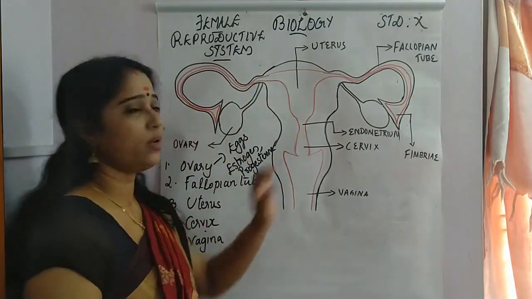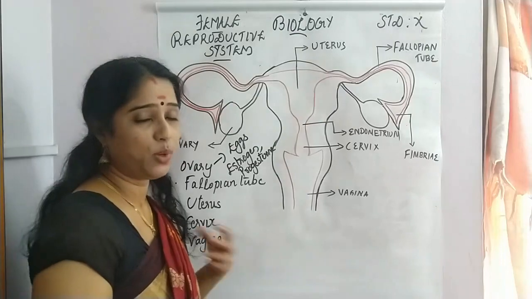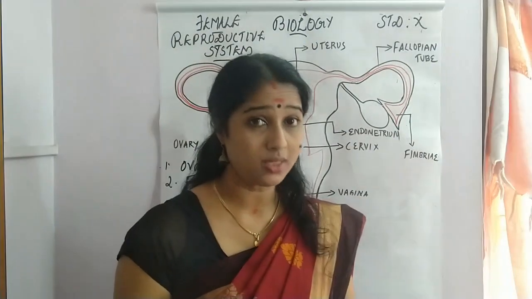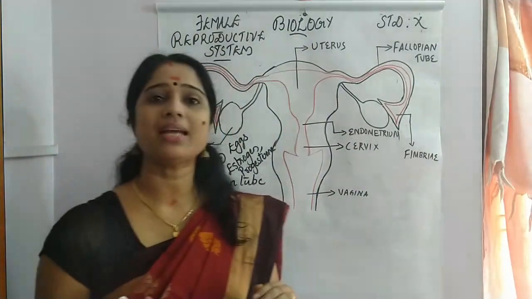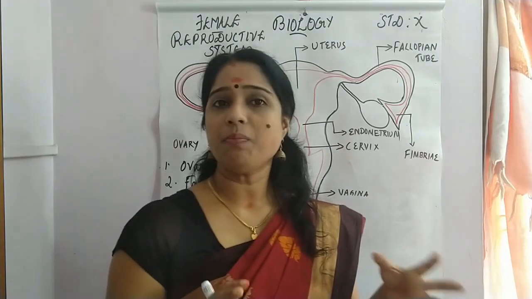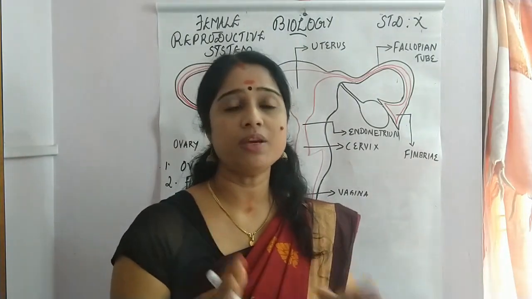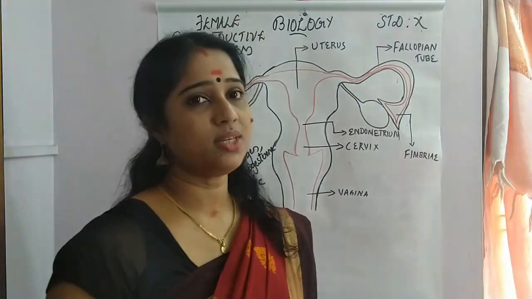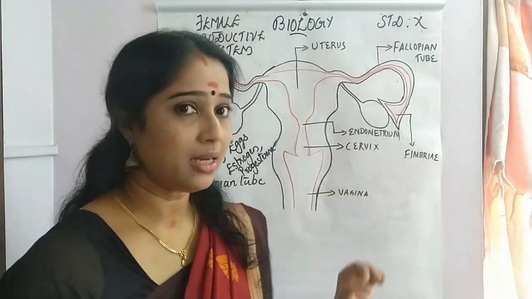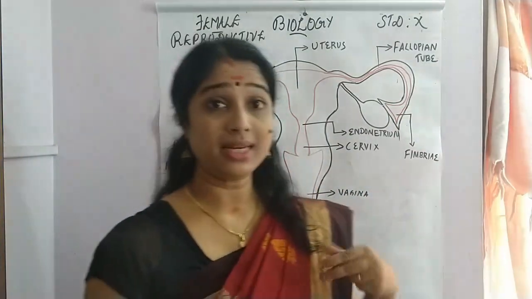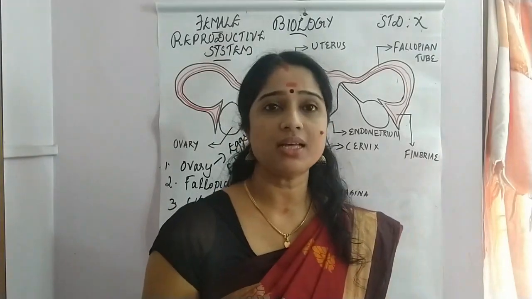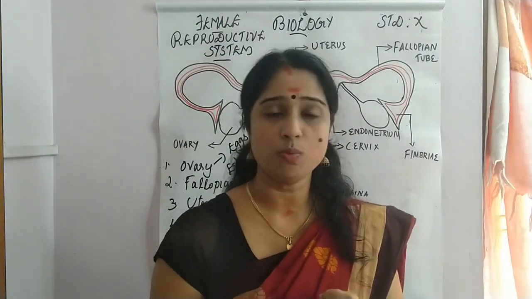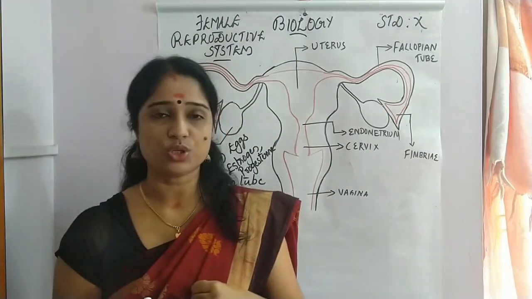So, 2 ovaries are there. They produce the eggs, and they produce 2 female sex hormones that bring out the secondary sexual characters in the female. The characters that differentiate a female from a male are the secondary sexual characters. It is because of the hormones estrogen and progesterone that these characters are there in the female. So the ovaries' 2 main functions can be asked in the examination. First one, it releases the eggs. Second one, it releases 2 female sex hormones, estrogen and progesterone.